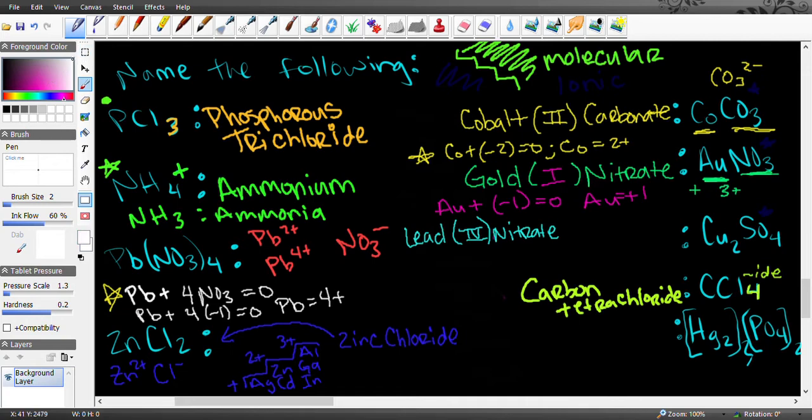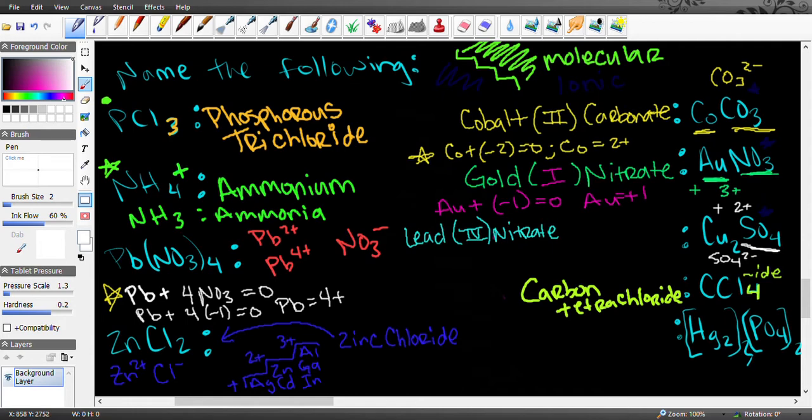All right. Coming over here to Cu2SO4. So you may or may not know, but copper can do 2 different charges. You have copper 1 or copper 2. What is this? She said sulfate, you're correct. And sulfate is SO4 2-.